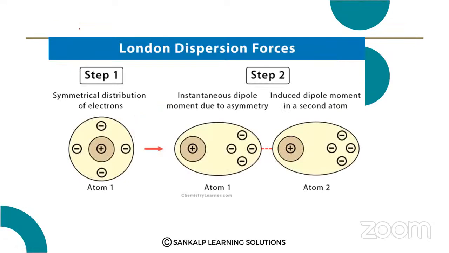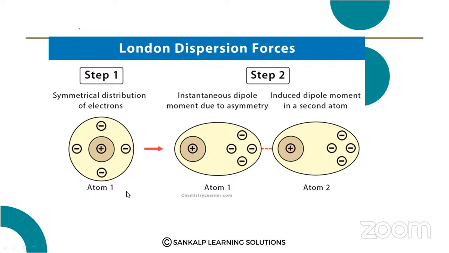So what are these London or dispersion forces? These are exhibited by non-polar molecules. In the last class, we discussed what are polar molecules and what are non-polar molecules, right? What are non-polar molecules? The molecules are made up of the same atoms. These London forces are exhibited by non-polar molecules because of temporary correlated movements of electrons in interacting molecules.